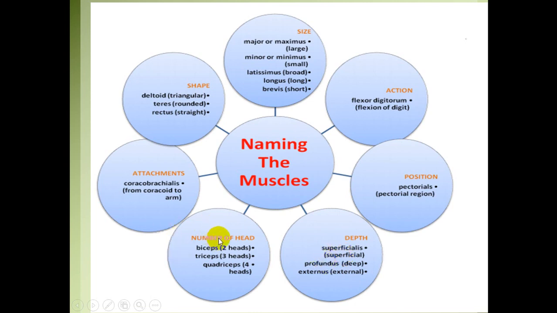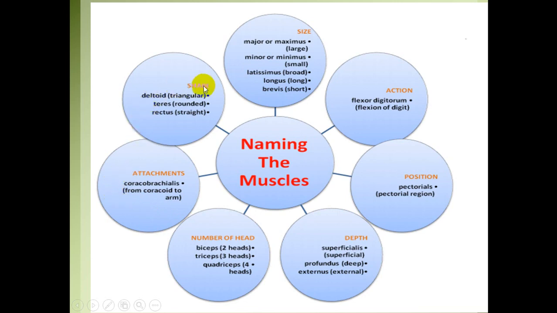According to the number of heads, they are classified as biceps, which are two-headed muscles, triceps, which are three-headed, quadriceps, which are four-headed. Then according to attachment, some muscles are named, for example, coracobrachialis, which is starting from coracoid process and attached to the bone of brachium, which is humerus. So this is called coracobrachialis. Similarly, brachioradialis, which is starting from brachial bone or humerus and is attached to radius.